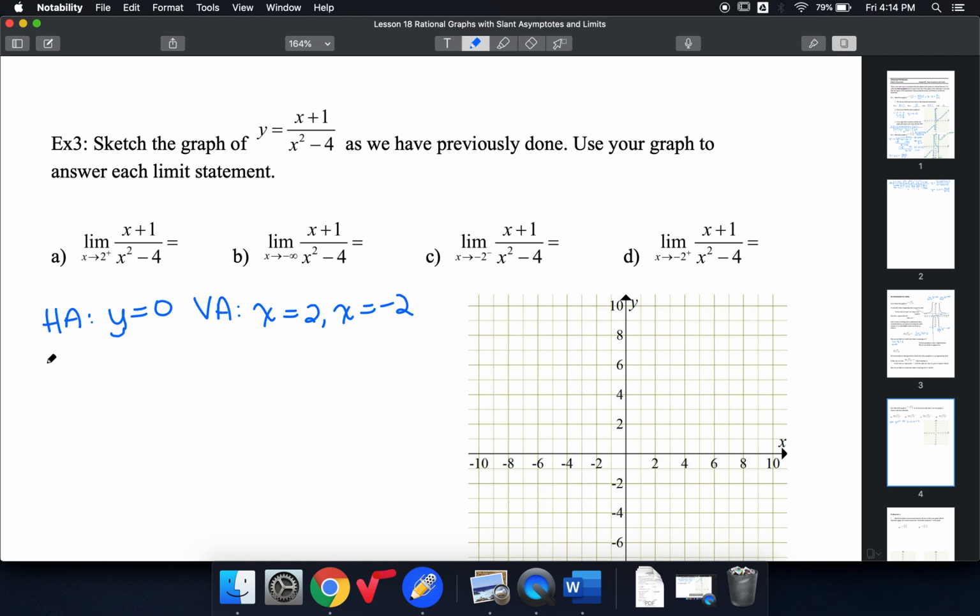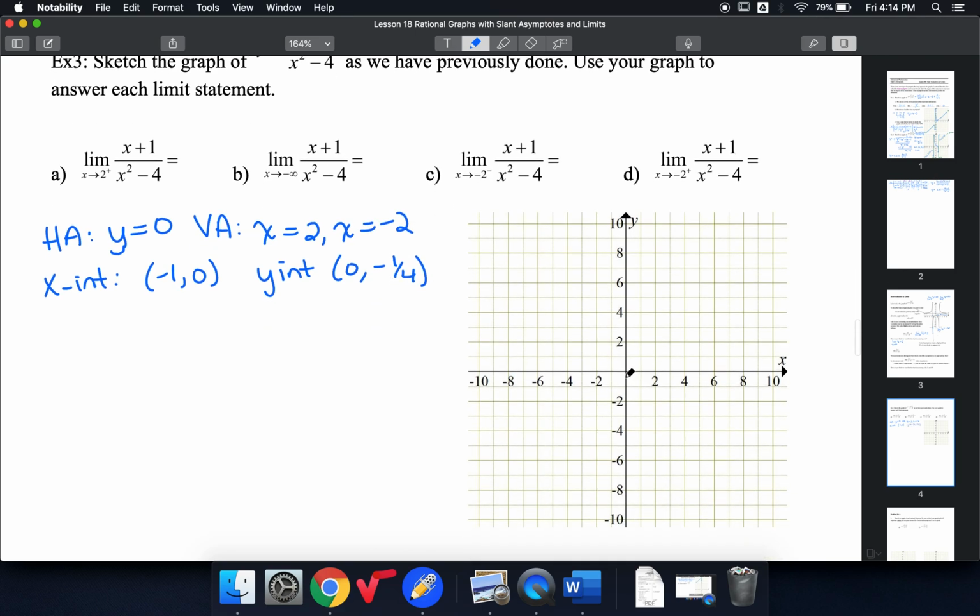My x-intercept is negative 1, 0, where my numerator equals 0. My y-intercept is 0, negative 1/4. So I'm going to go ahead and plot everything. Negative 1, 0, asymptote, asymptote, asymptote. Remember, horizontal asymptotes dictate end behavior, not middle behavior, so it's totally okay that I've crossed it.